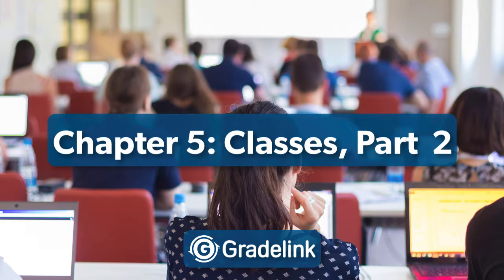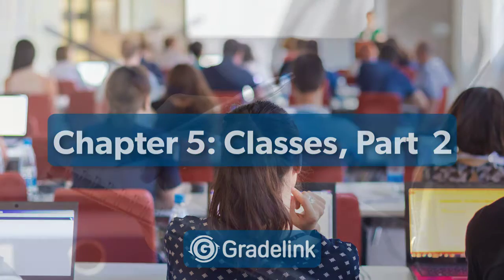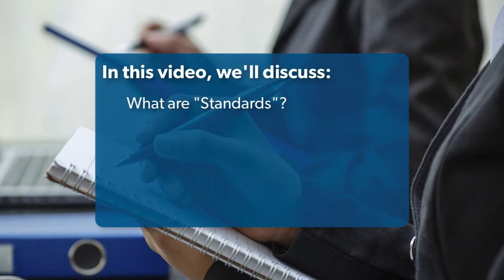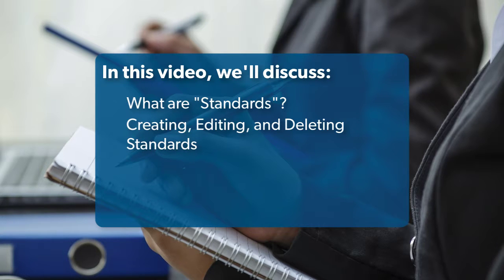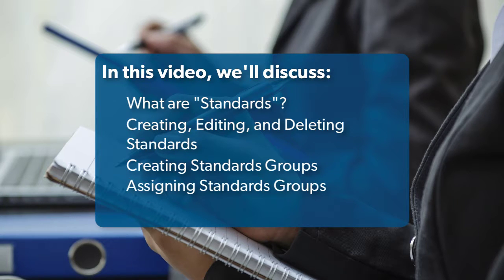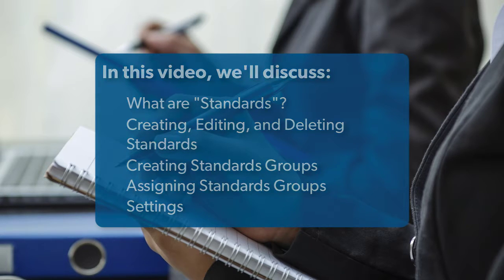In this video, we'll continue our discussion on classes by looking at how to set up standards. We'll start by discussing what standards are in GradeLink. Then, we'll look at how to create, edit, and delete standards. Once we've created a few standards, we'll talk about setting up and then populating standards groups. Finally, we'll wrap up the video by looking at how to assign standards groups to classes, as well as how to configure settings that control how standards interact with classes.